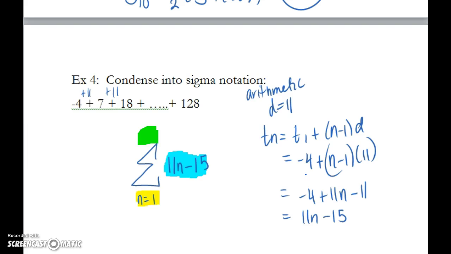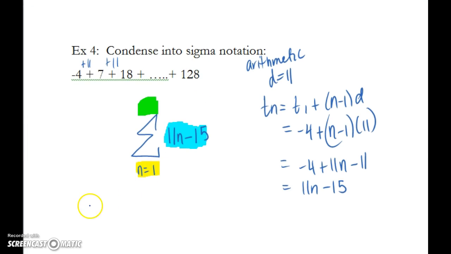So now the question is, what's the number up here in green? How many terms do we have? Well, what term number is 128? Let's use our formula. Tn equals t1 plus n minus 1 times d. My video is going to run out in 8 seconds, so I might not get through this, but we're going to plug in what we know.